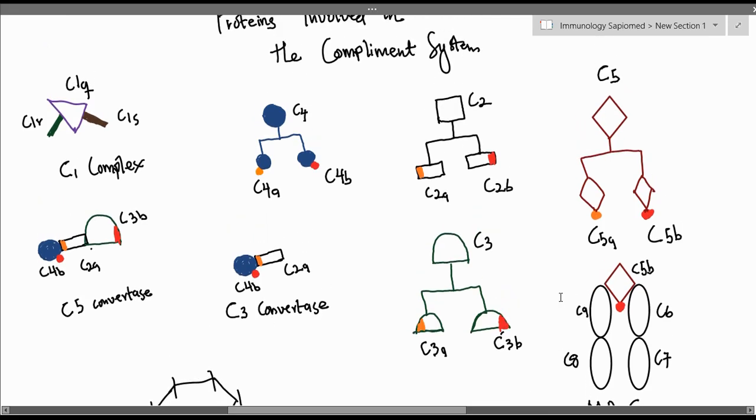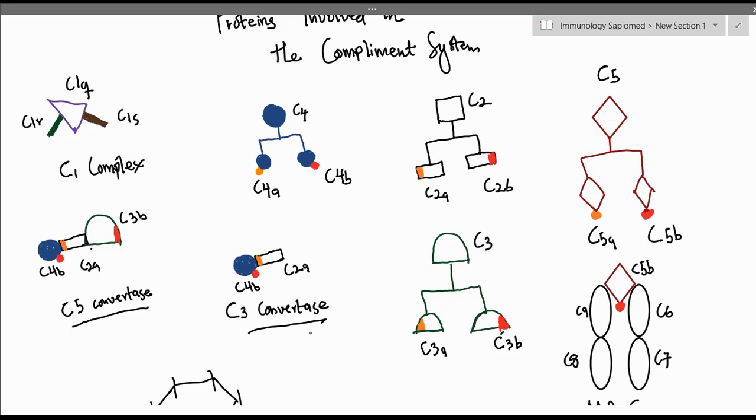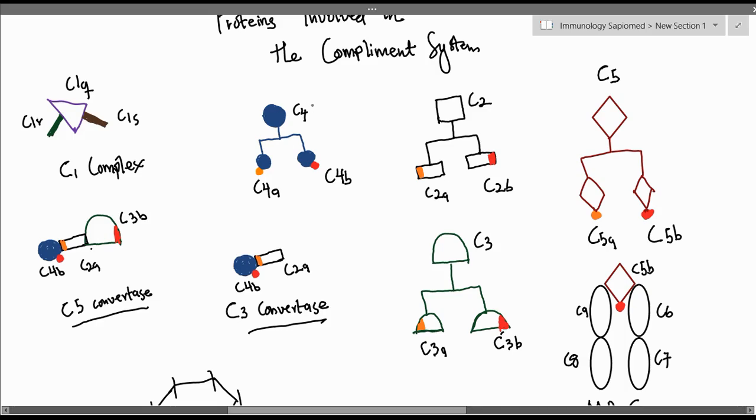You have to take notice that there are the convertases. The convertases are responsible for the cleaving of the complement proteins into their subunits. C5 convertase cleaves C5 into C5a and C5b. C3 convertase cleaves C3 into C3a and C3b. Now, when it comes to C4 and C2, it is C1s that is responsible for the cleavage.